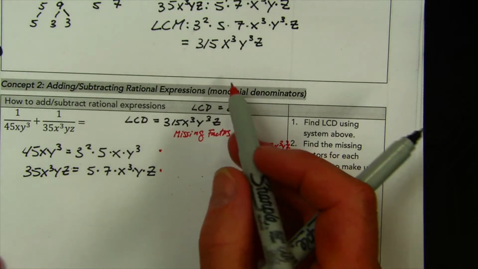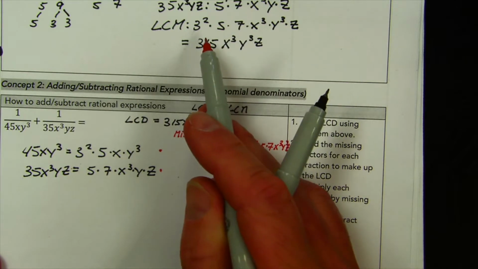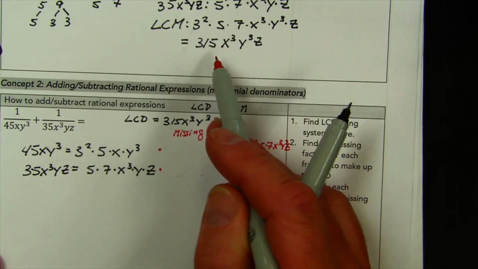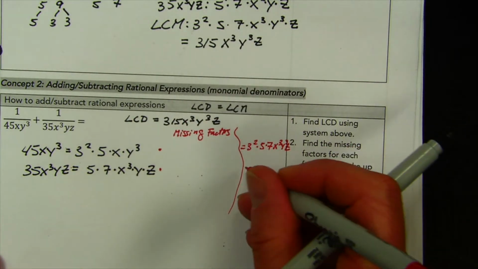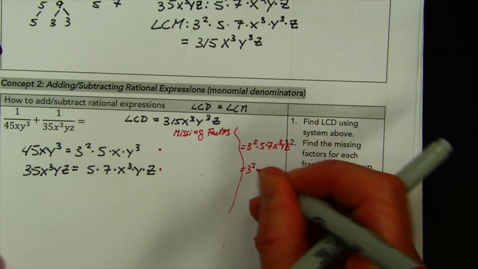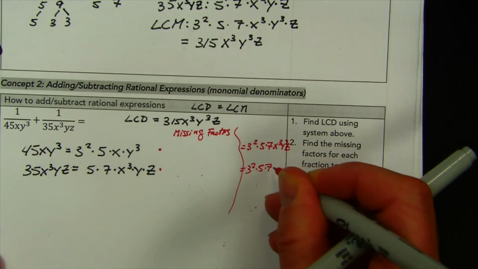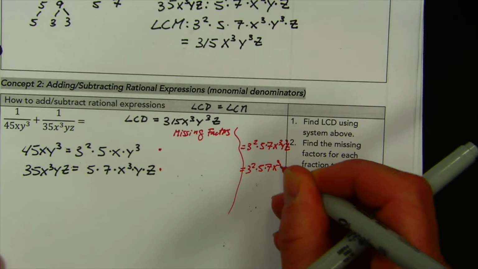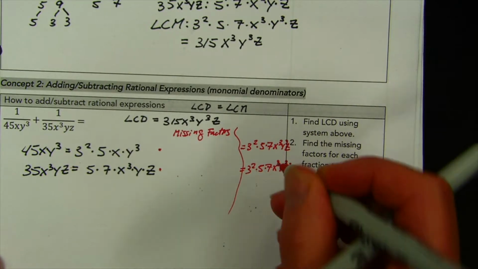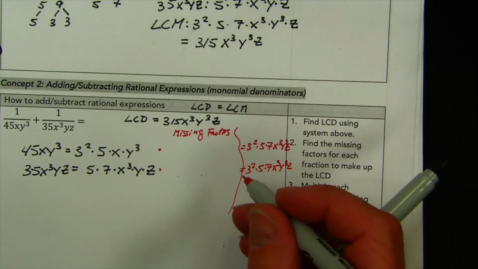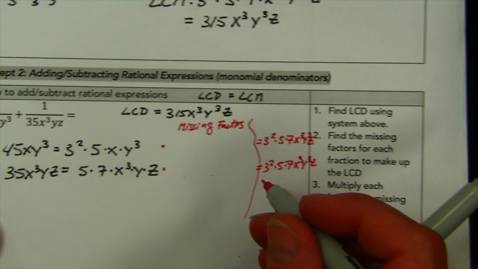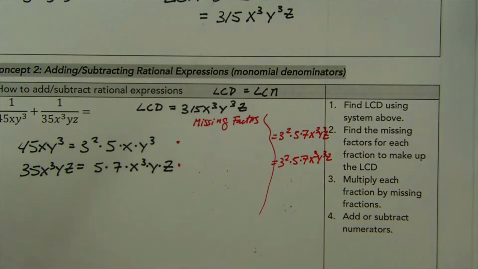Where did I get that? It's right here. This equals that, right? So I'm going to write this one right here: 3 squared times 5 times 7 times x cubed y cubed z. Now, you may not need to write all this stuff later on, but do it this time and you'll see what I'm talking about.